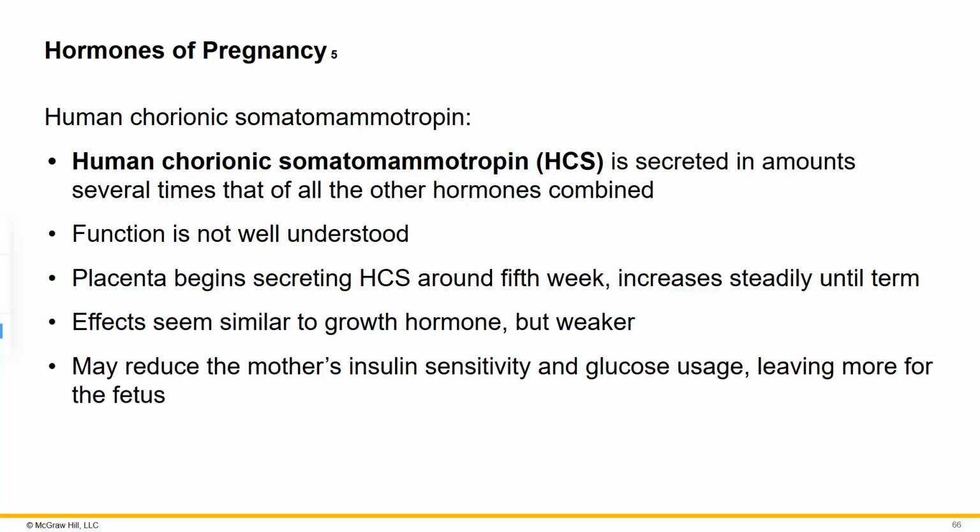Human chorionic somatomammatropin is secreted in amounts several times that of other hormones combined. Function is not well understood. The placenta begins secreting HCS around the 5th week and increases steadily until term. The effects are similar to growth hormone but weaker. It may reduce the mother's insulin sensitivity and glucose usage, leaving more for the fetus.